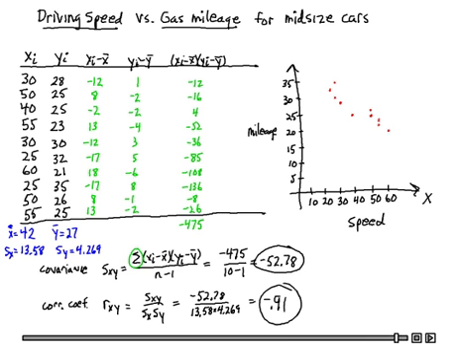And that suggests a strong negative linear relationship between these two variables, being speed and mileage. There is a strong negative linear correlation. As the speed of the car gets faster, the gasoline mileage goes down.